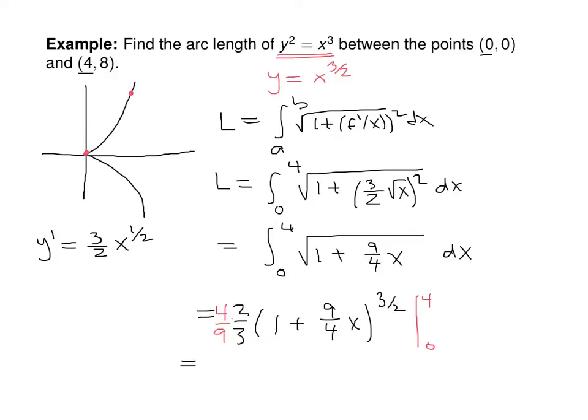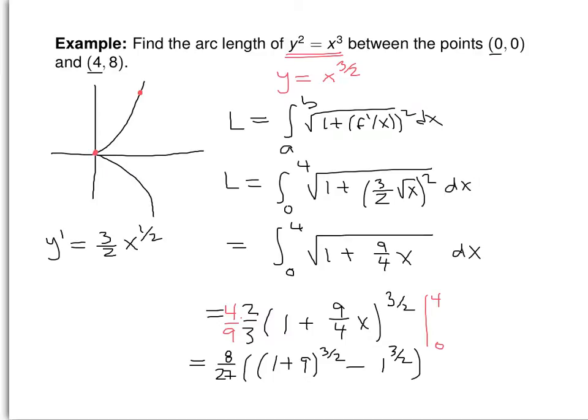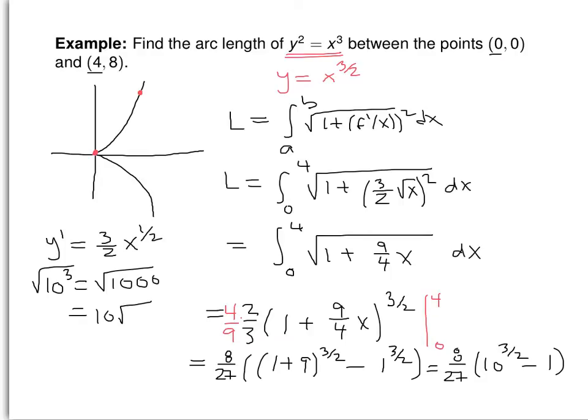So this will equal 8/27 times 1 plus 9 to the 3/2 minus 1 to the 3/2, which gives us 8/27 times 10 to the 3/2 minus 1. Now simplifying that 10 to the 3/2 a little bit, that's the same thing as 10 cubed square rooted. So that's the square root of 1,000, which is 10 root 10, because 1,000 is 100 times 10. So the final answer you should give will be 8/27 times 10 root 10 minus 1.